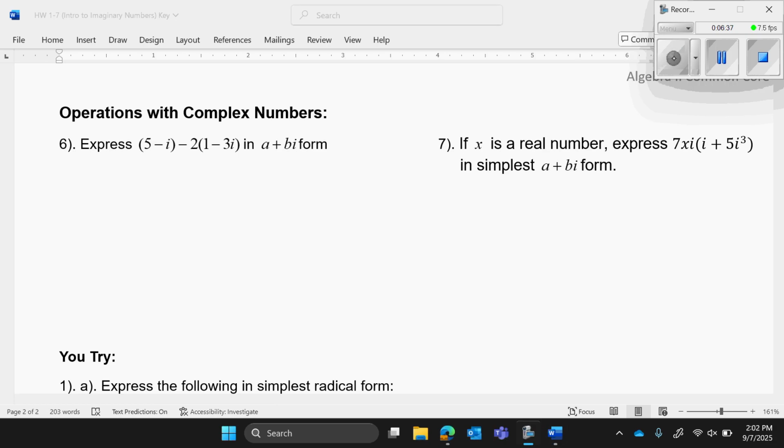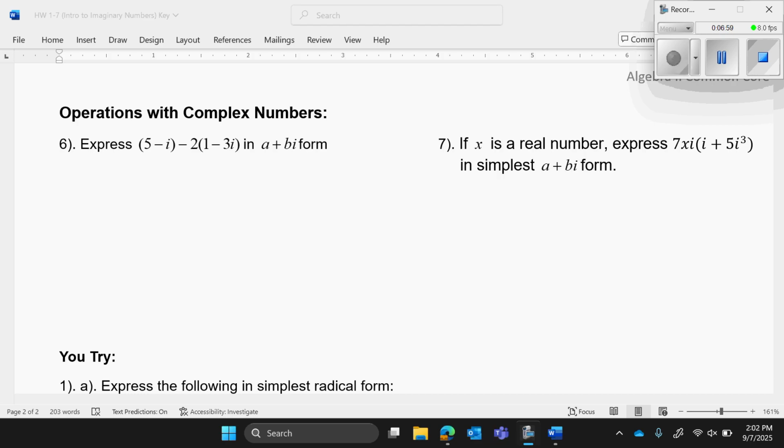Let's talk about how to do operations with complex numbers. Remember, these are complex because they involve real numbers like the number 5 and imaginary numbers like 3i. Now, it's going to work exactly like x. x plus x is 2x, i plus i is 2i.